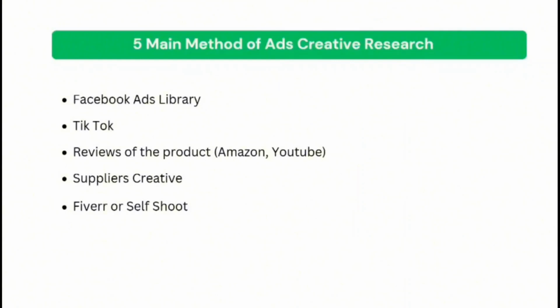Guys, you can also check reviews on Amazon or use YouTube, where you'll find plenty of productive ideas, and you can even shoot your own content if you want. That's also a good option. You can shoot your product in your own way. Next, you can ask your supplier if they've shot any videos for your product. If they have, you can show those on your Shopify store as well.